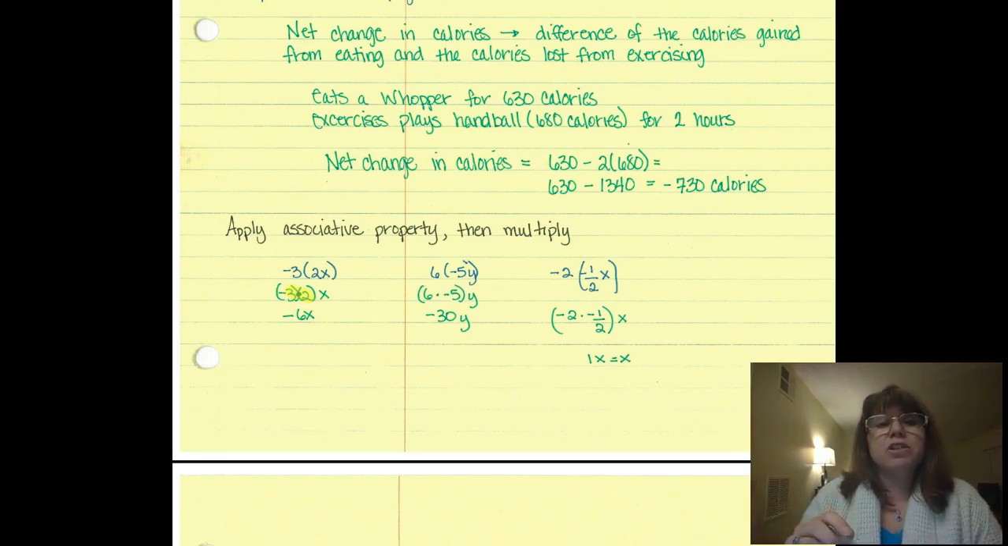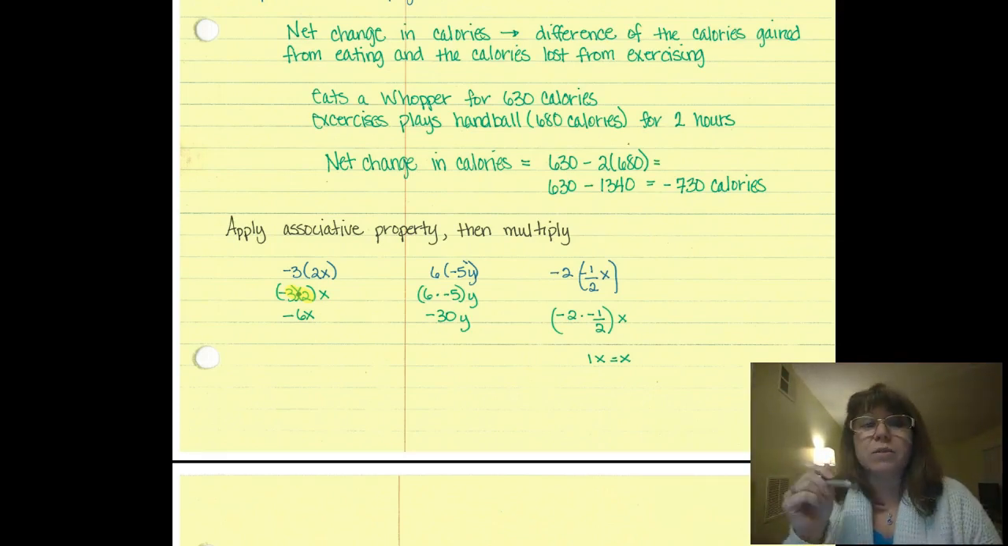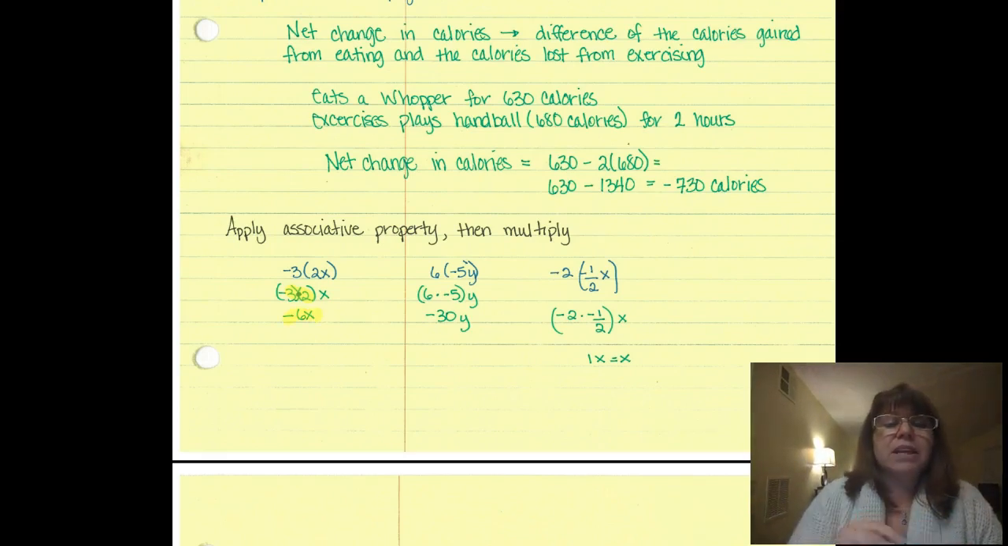Well, I can use my associative property to regroup it to where the numbers are together. So negative 3 times 2. That's negative 3 times 2 is negative 6. So my final answer is negative 6x.